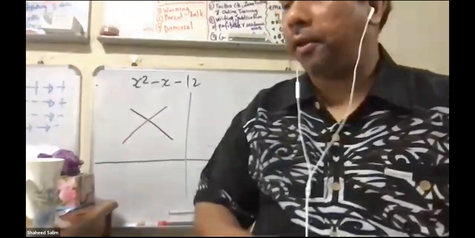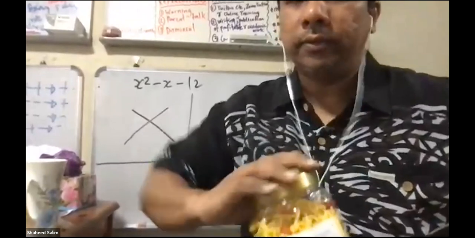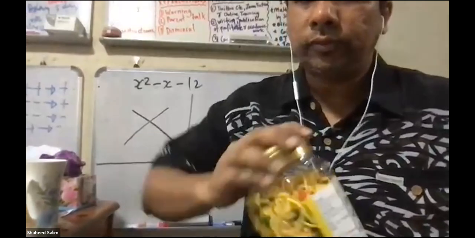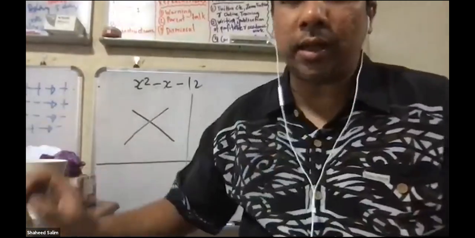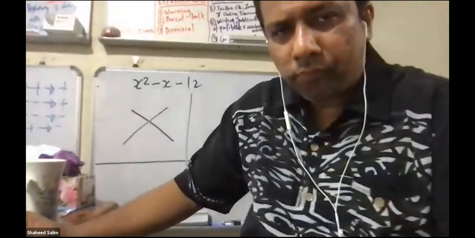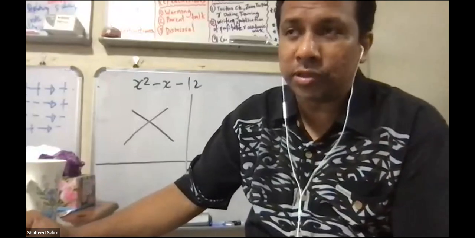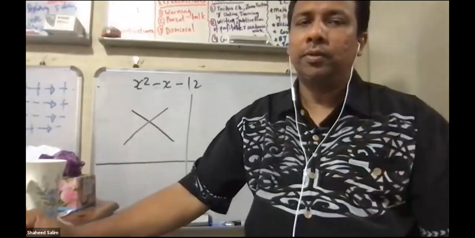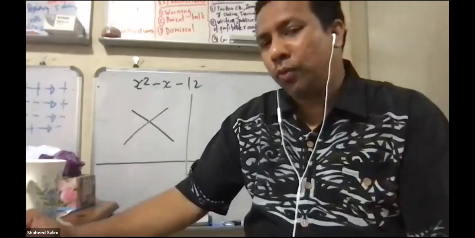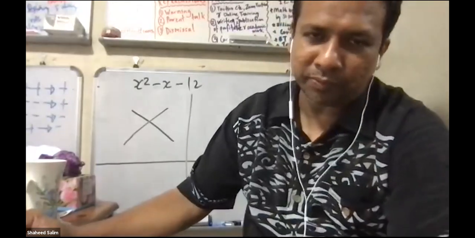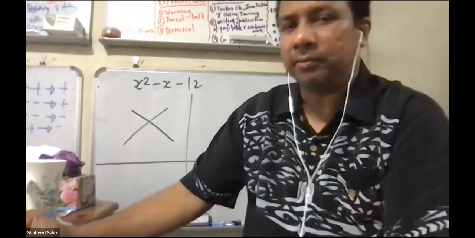Answer please. You got it, right? From the way you're seated, I can see you got it. You list down 1 times 12. That is one possibility. 2 times 6 and 3 times 4. It's 12 and 1, but I don't know if it's positive or negative. But it cannot be 12 and 1. 12 minus 1 is 11, 12 plus 1 is 13. The center number is 1.